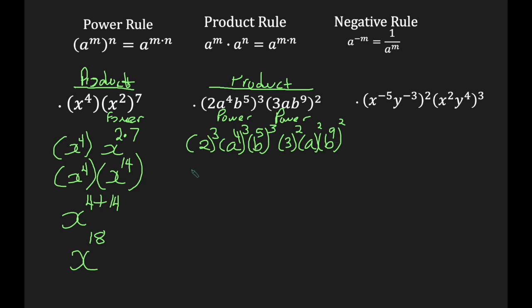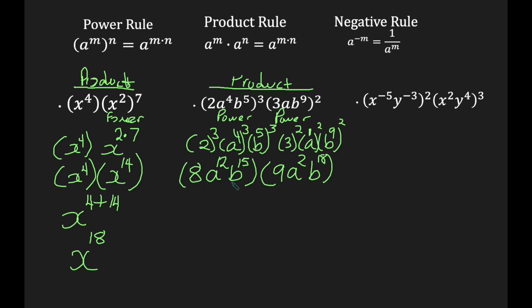Now 2 to the 3rd power, that would give me 8. Now remember, when you have a base raised to an exponent and raised to another exponent, we multiply, so that's a to the 12th. And the b, 5 times 3 is 15. Over here, 3 raised to the 2nd power is 9. Now remember, if you have a variable all by itself, there's an invisible 1 there. 1 times 2 is 2, so that's a to the 2nd power. And then the b, 9 times 2 is 18. So we finish with the power for our two products.